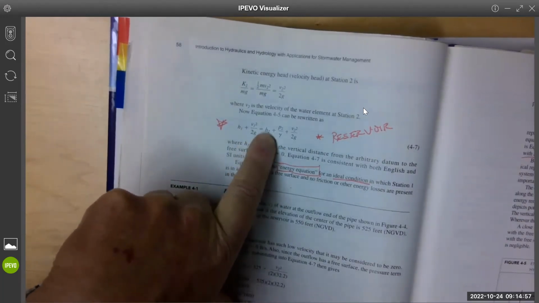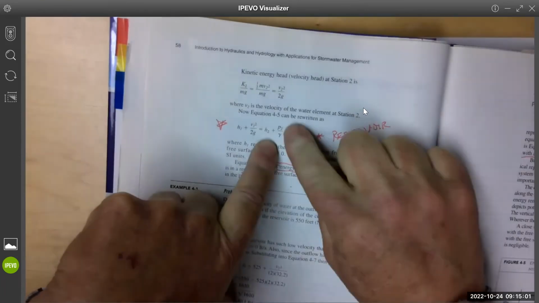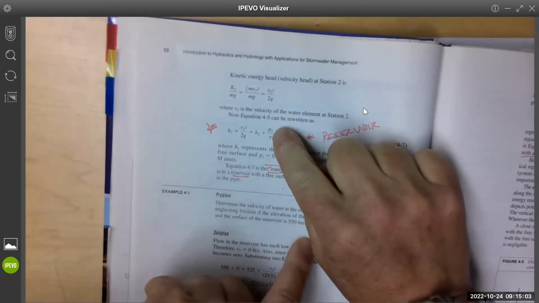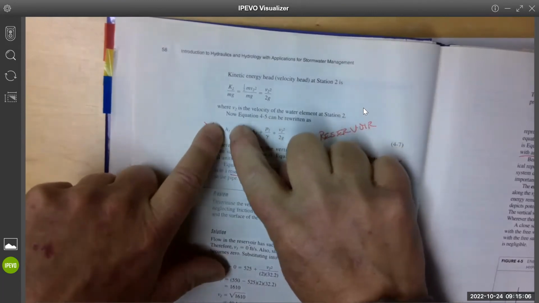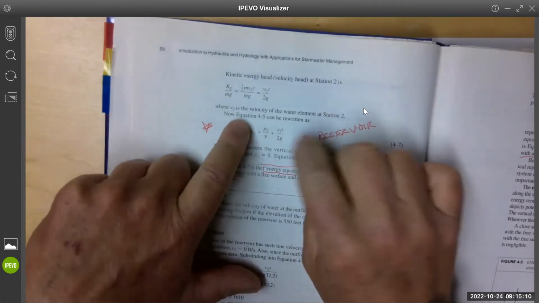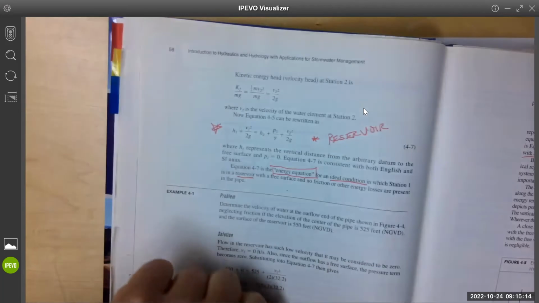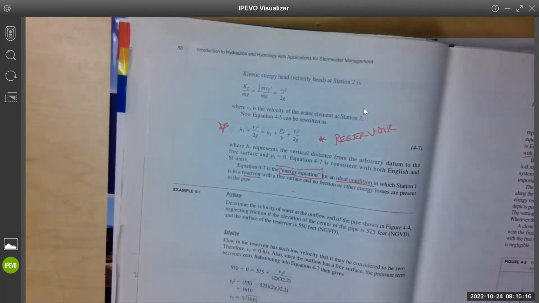All right. And then the second half of the equation has pressure in it. So the kinetic energy plus the potential energy equals the potential energy, the pressure energy, and then again, the kinetic energy.